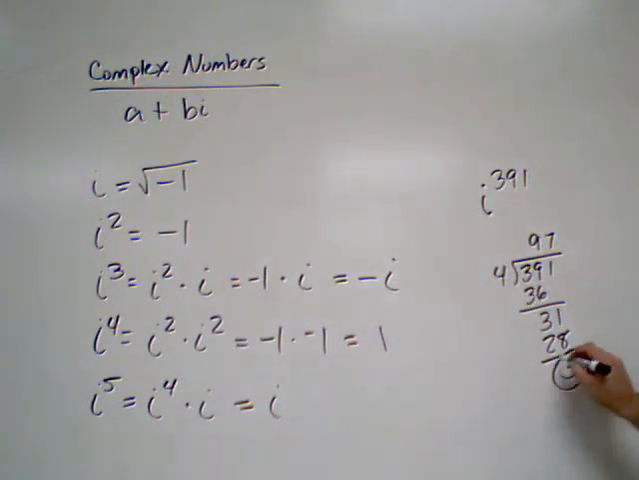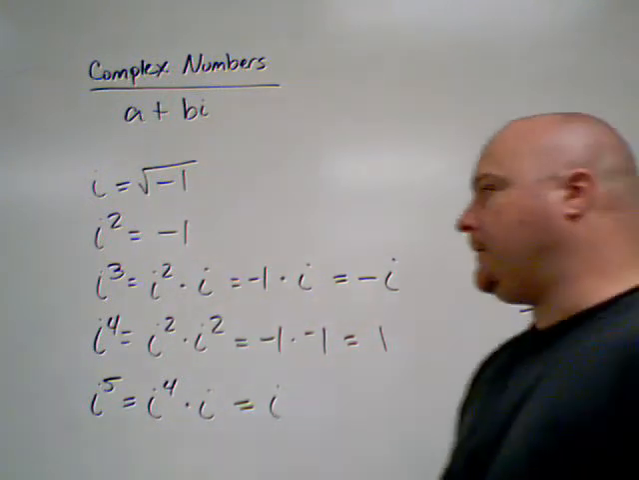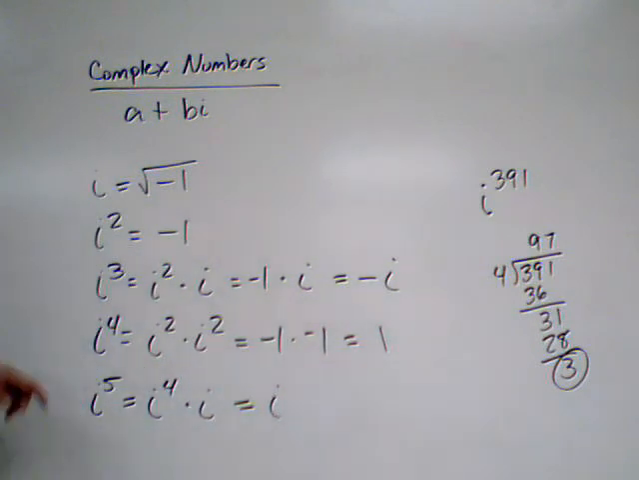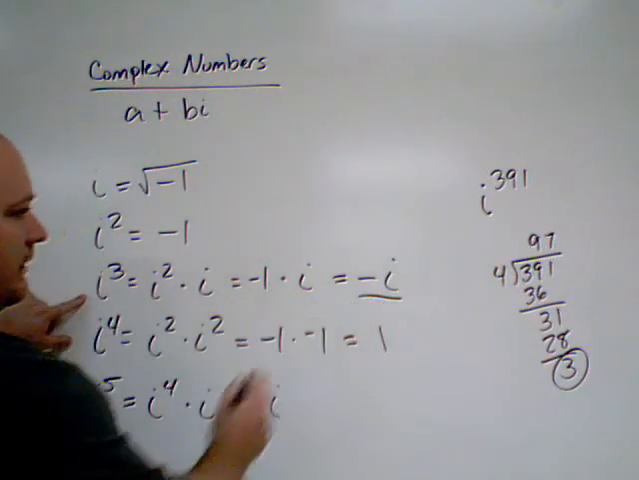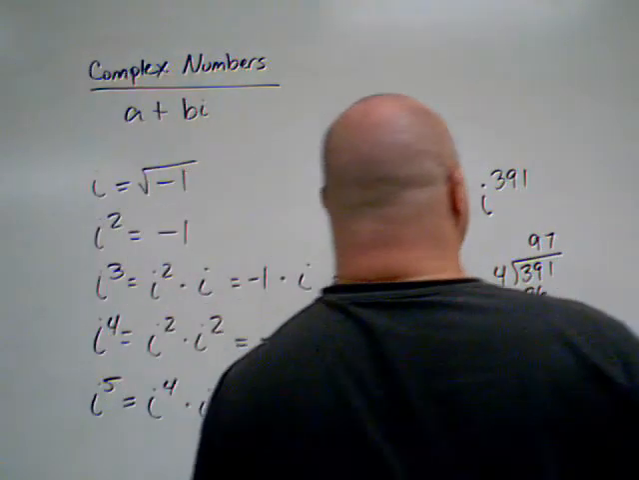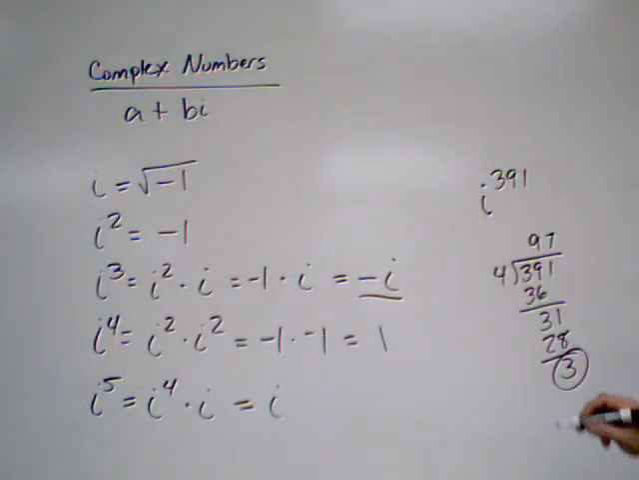Now this 3 here tells us everything we need to know. It's like our exponent has been reduced to 3. So we have i to the 1st, i to the 2nd, i to the 3rd. We look across and we have -i. So i to the 391st power is -i.